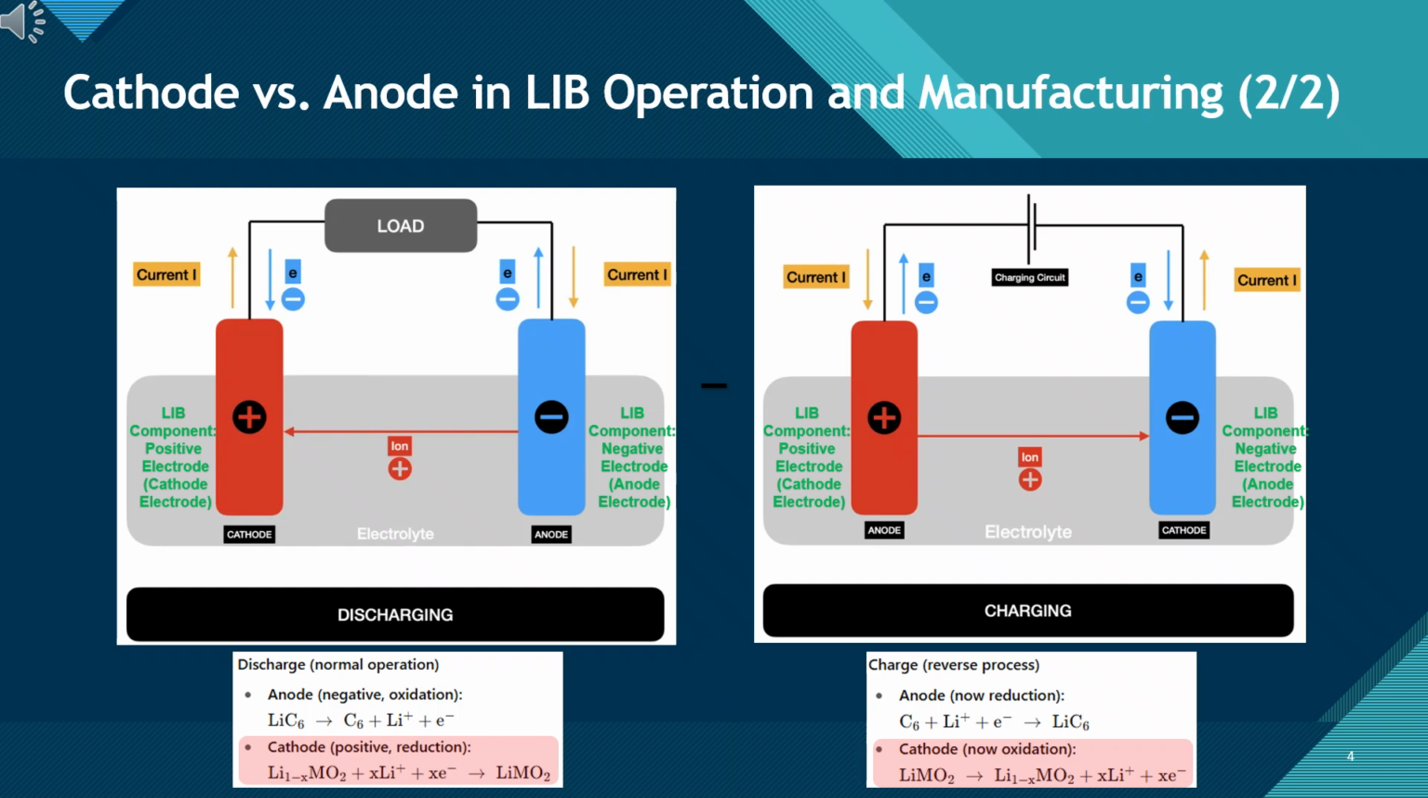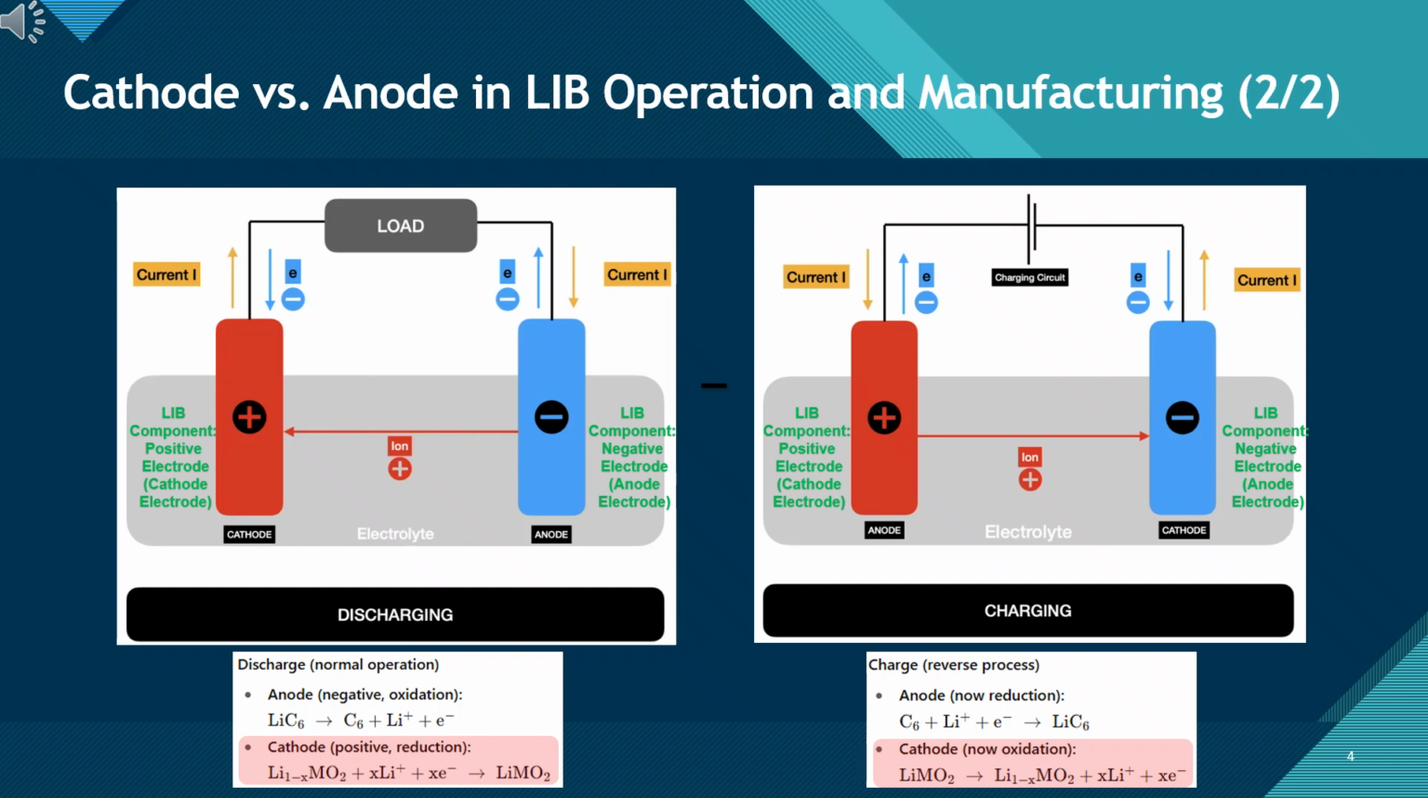Now, on the charging side to the right, the charger forces electrons back into the anode, and lithium ions return through the electrolyte from the cathode. This is the reverse reaction. The battery stores energy again for future use. So, in this phase, the anode behaves like a cathode and vice versa, but we keep the same naming convention to avoid confusion in production and system design.